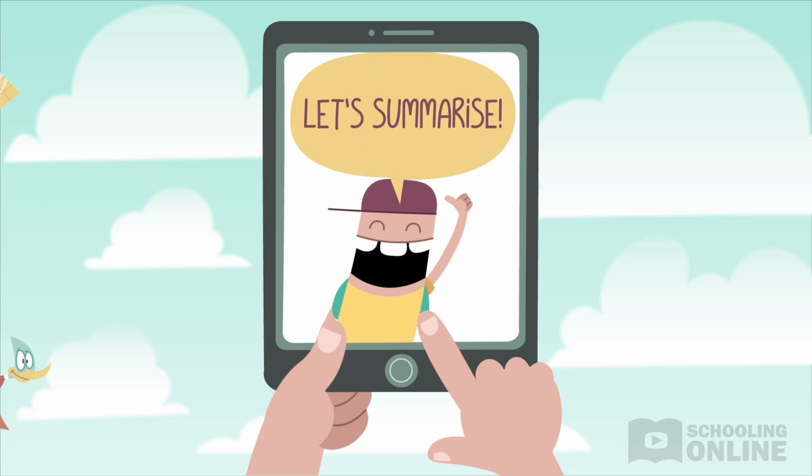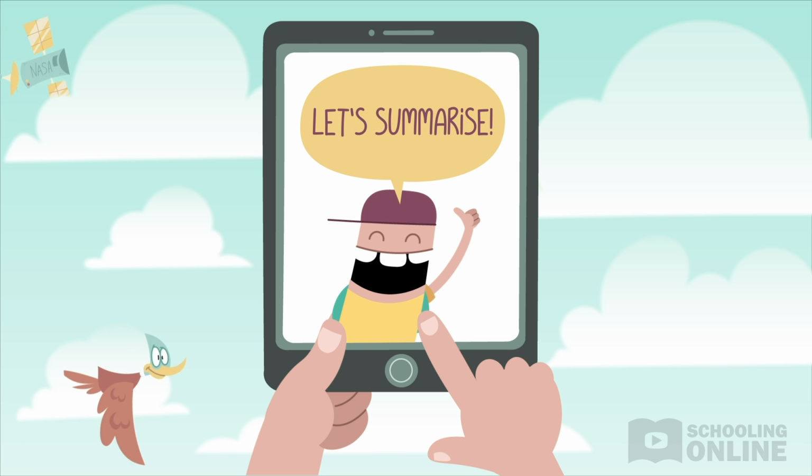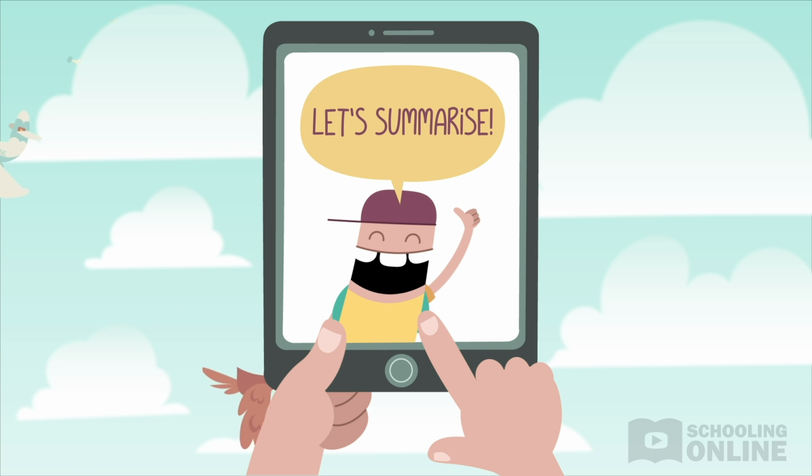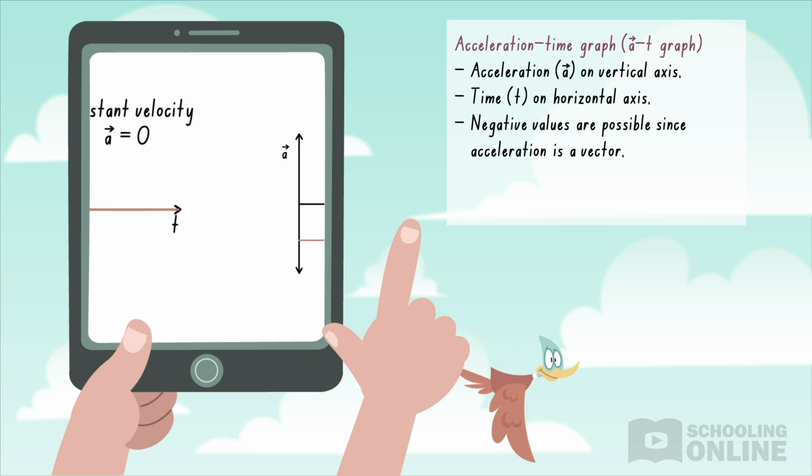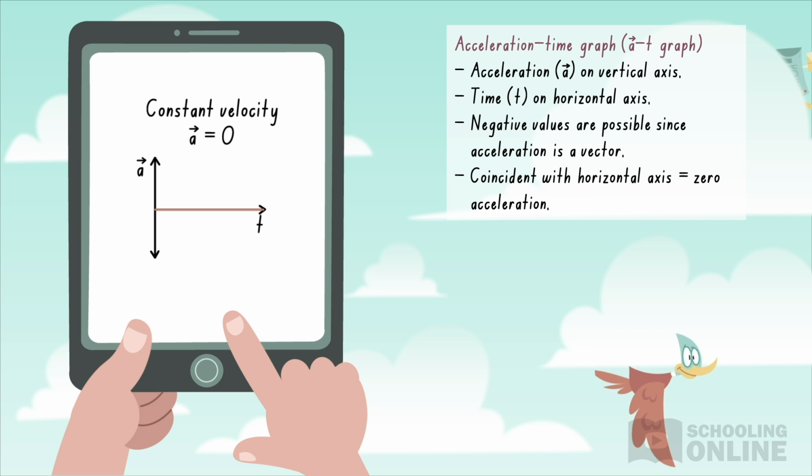Let's revise what we've covered in this lesson. In the HSC Physics course, you will need to describe the motion of objects and draw acceleration time graphs. An acceleration time graph shows acceleration on the vertical axis and time on the horizontal axis. Negative values are possible since acceleration is a vector.